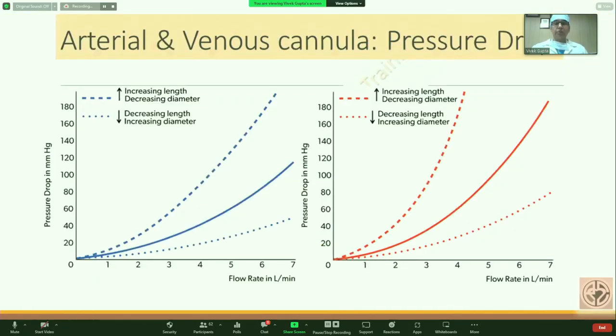What is important for us to remember is that whenever blood passes through the cannula, there is a pressure drop when it enters and when it comes out.